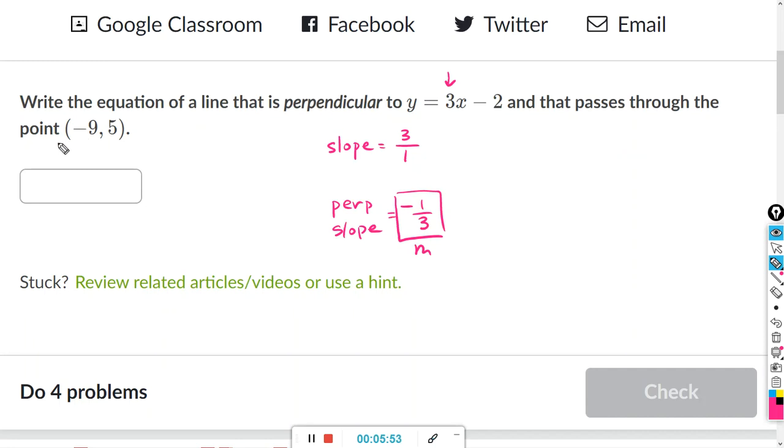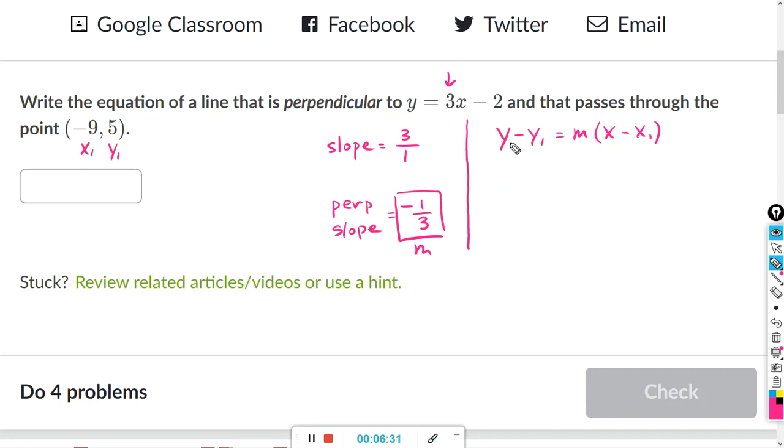Alright? And it passes through the point -9, 5. So when you're given slope and one point, you might as well use the point slope form equation. Okay, that's y minus y1 equals m times x minus x1. Okay, x1 and y1 are the coordinates of the point that you plug in. So the first number is x1 and the second number is y1.